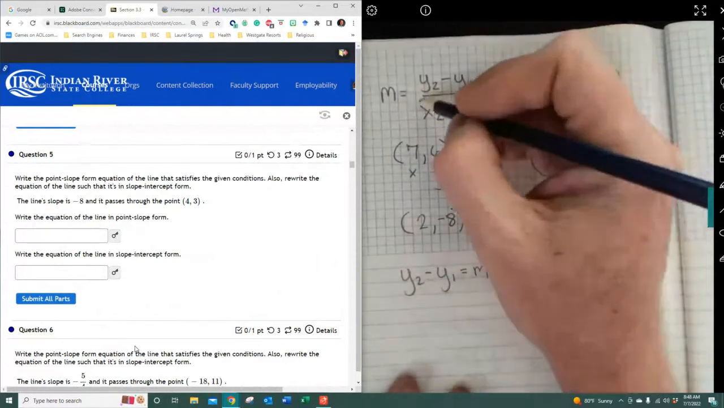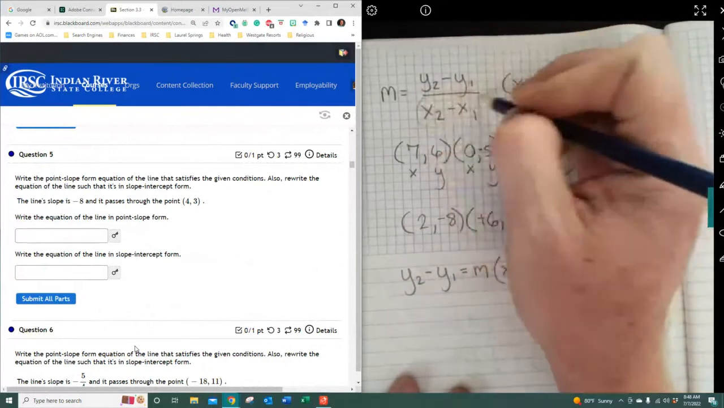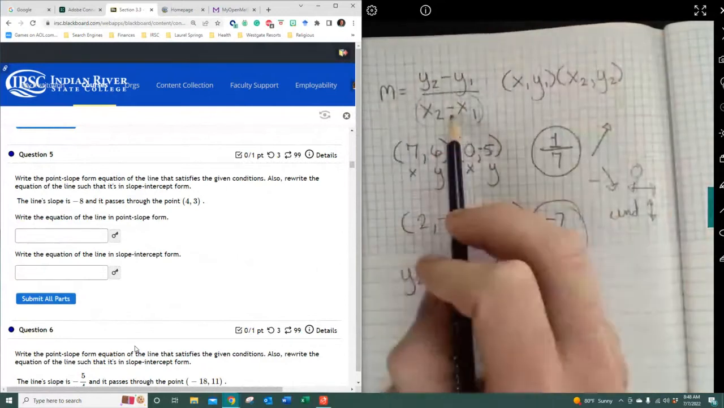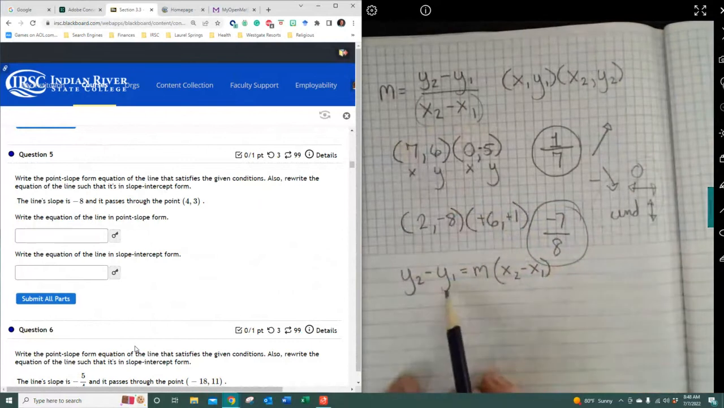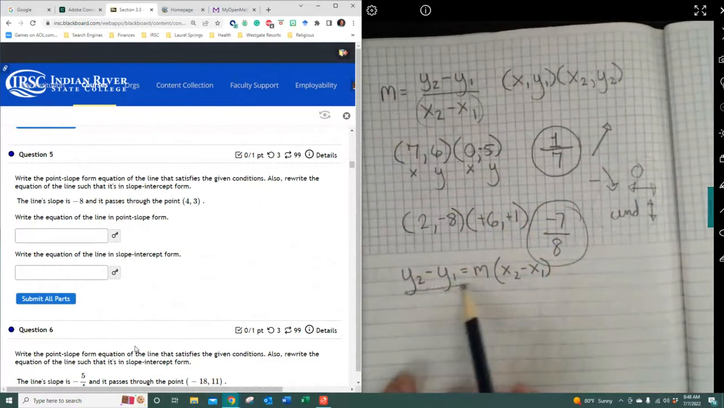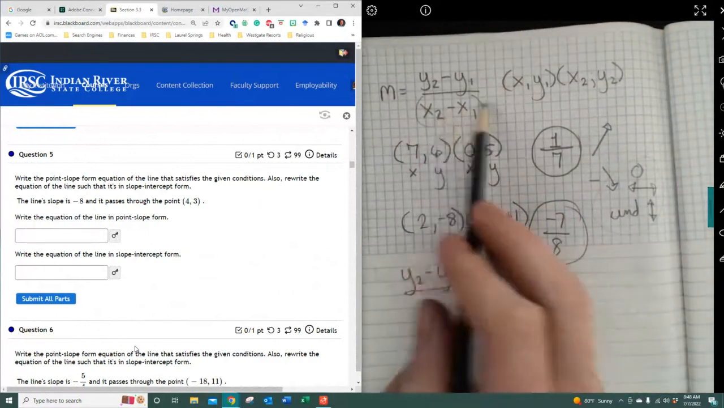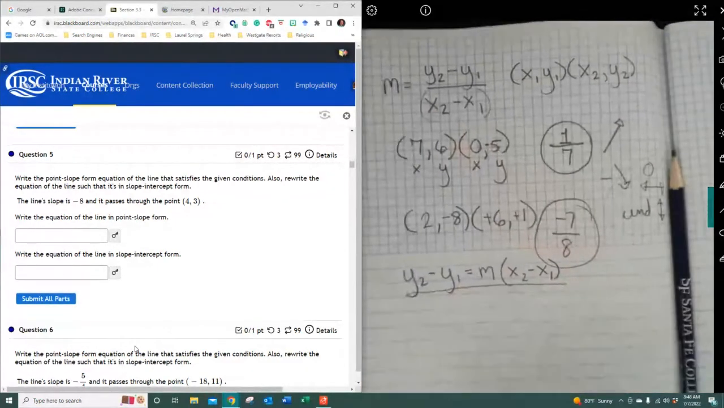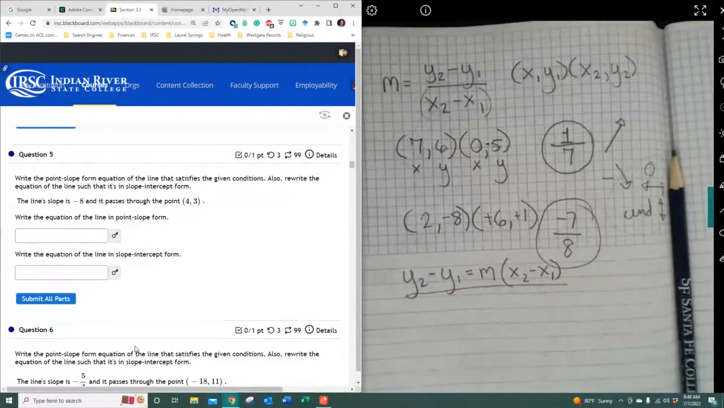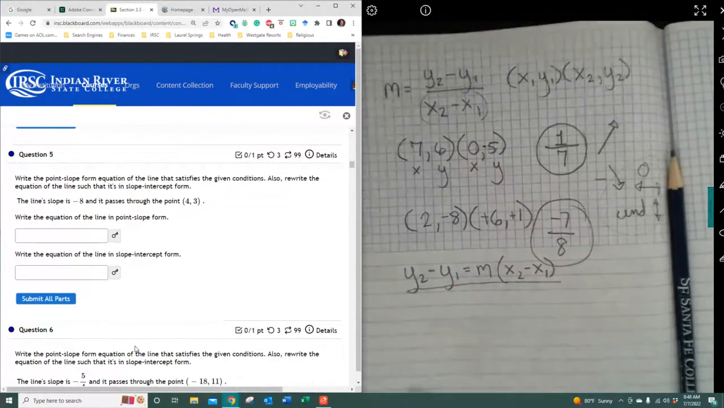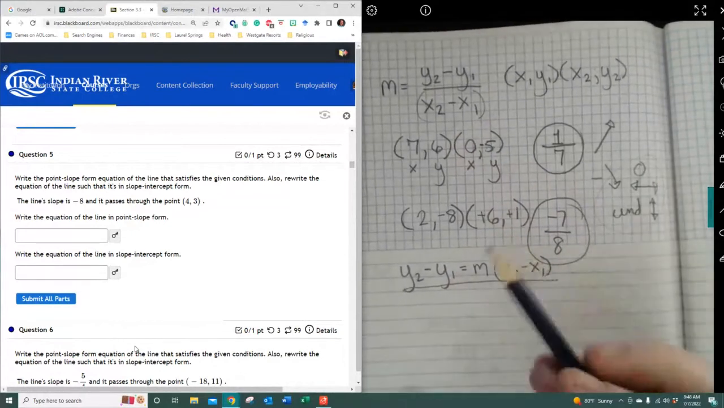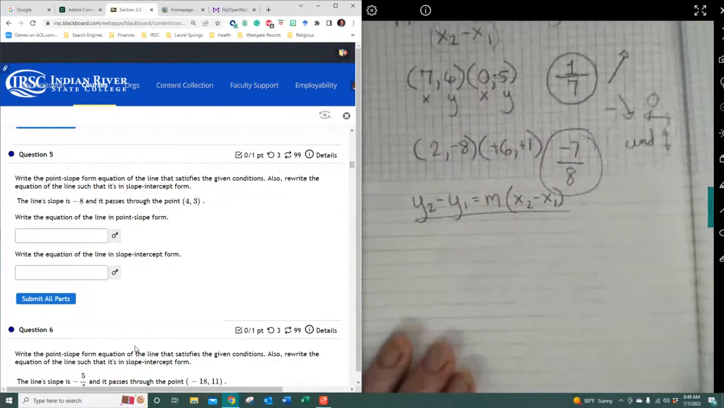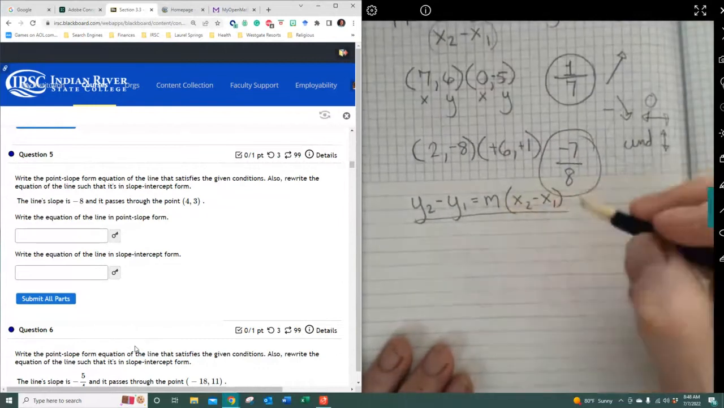If I take this and were to get it out of the denominator, I'd multiply both sides by this, wouldn't I? And so I would get exactly this same formula if I were to take this and just multiply both sides by that. All right. I wanted you to be aware of that. Okay. So now, in this case, there's a point given.